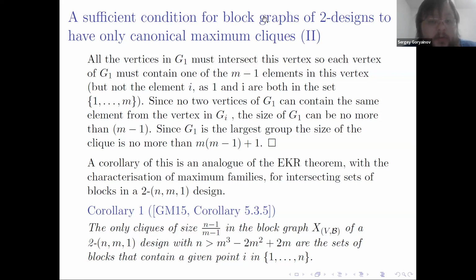A corollary of this is an analog of the Erdős-Ko-Rado theorem with the characterization of maximum families for intersecting sets of blocks in a 2-(n,m,1) design. Corollary 1. The only cliques of size (n-1 choose m-1) in the block graph X(V,B) of a 2-(n,m,1) design with the property that n is strictly greater than m cubed minus 2m squared plus 2m are the sets of blocks that contain a given point i in the set from 1 to n.